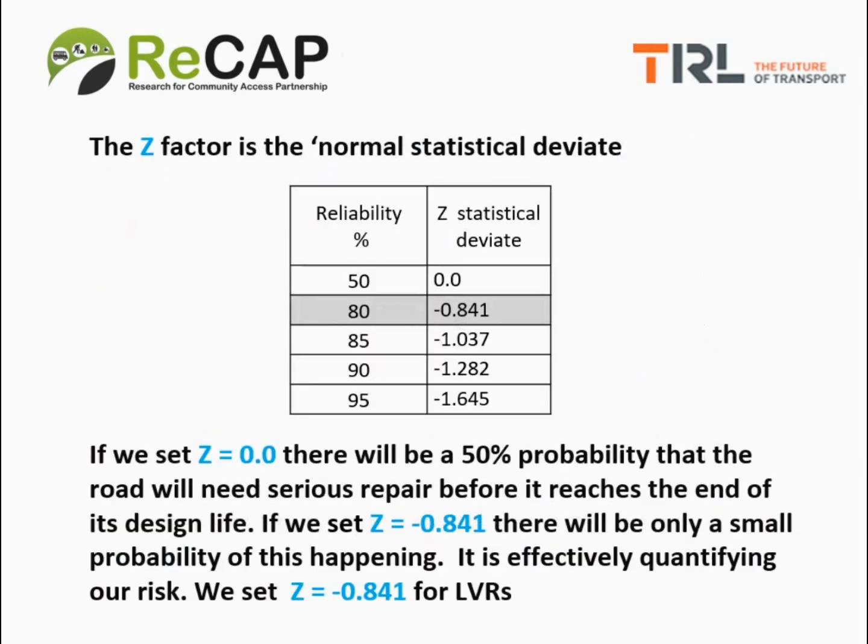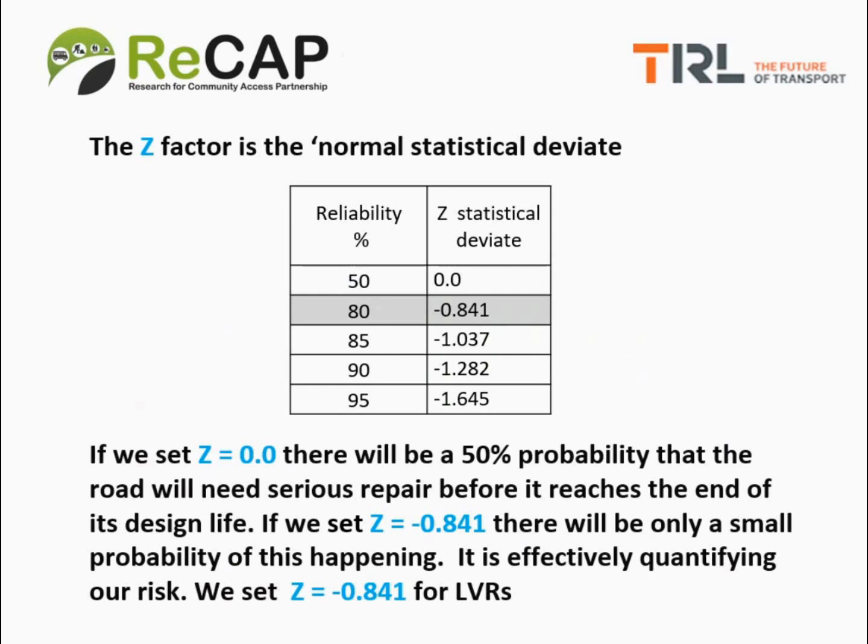The Z factor is called the normal statistical deviate. In other words, if you remember your normal distributions, standard deviations, and so on, it's how you get your probability of reaching a particular value. If we set Z equals 0, we're basically dealing with the mean values. And obviously, if we use mean values, 50% of the time our road will fail before that, and 50% of the time it will last longer. If we set Z to minus 0.841, there will only be a small probability of this happening. It's effectively quantifying our risk.